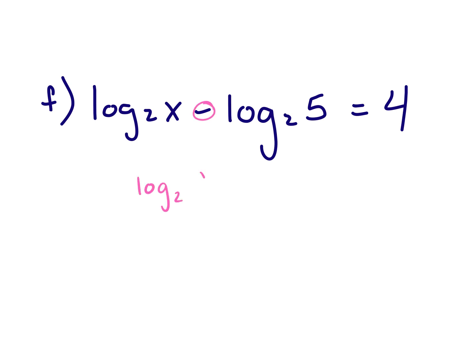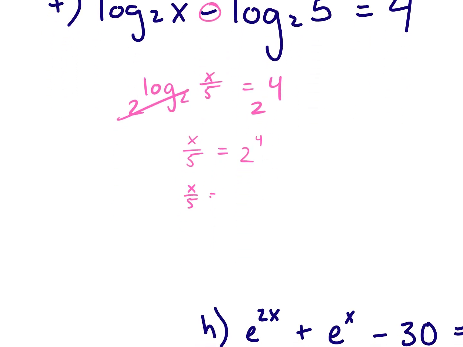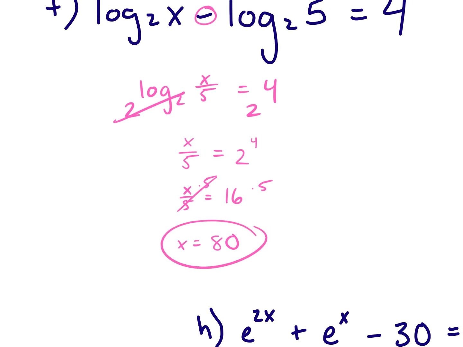So here when we condense, since we're subtracting, we're going to divide. So log base 2 of x over 5 is equal to 4. What would we do next? We can change it to exponential, so we can make the big base 2 on both sides. So x over 5 is equal to 2 to the 4th power. What's 2 to the 4th power? 16. And then what's our last step? Multiply both sides by 5. So x is equal to 80. Perfect.